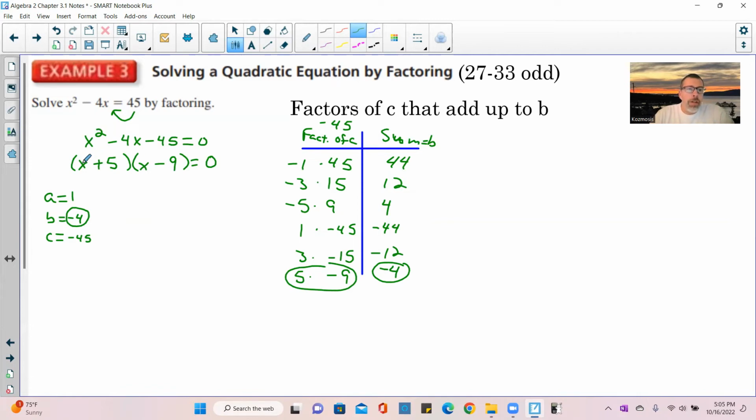X times x is x squared. X times negative 9 is negative 9x. 5 times x is 5x. Negative 9x plus 5x is negative 4x. 5 times a negative 9 is negative 45.